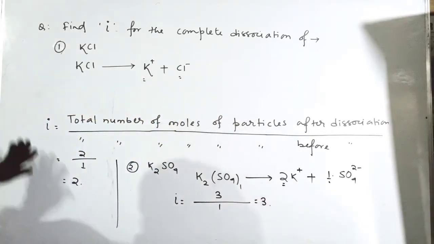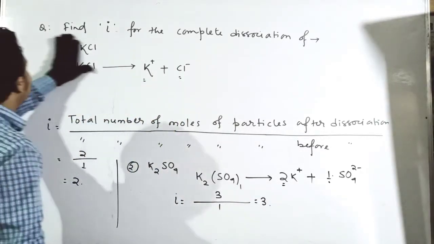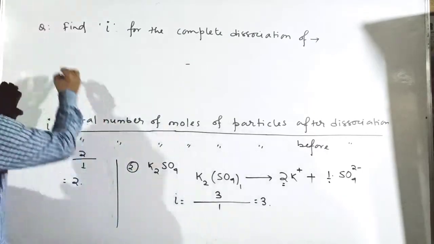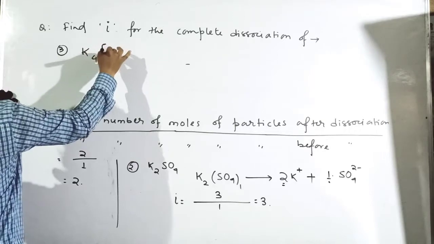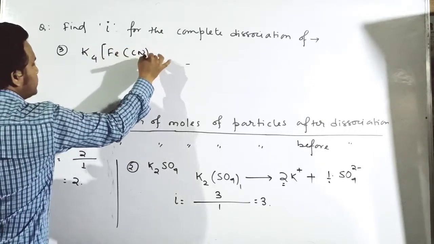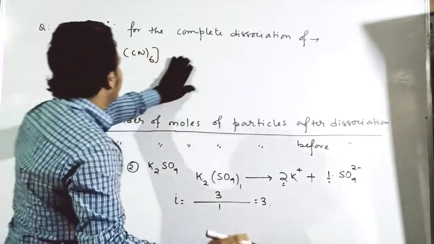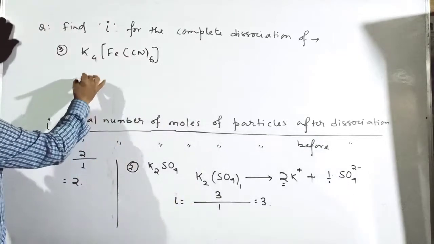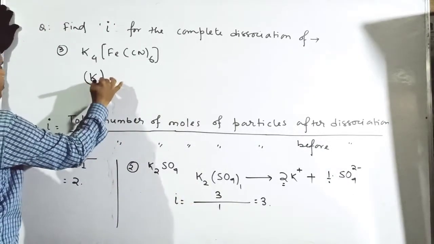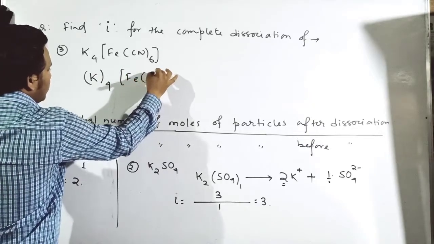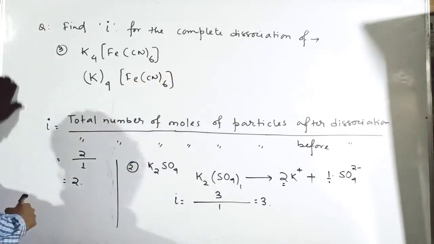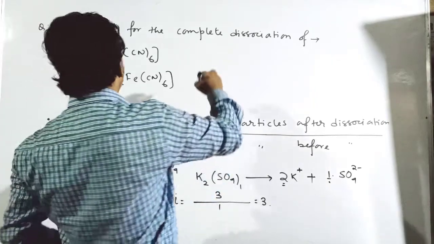Take another example, example number 3. Suppose K4Fe(CN)6. What is the value of i? Just break it. K how many times? 4 times. Then Fe(CN)6. So what is the rule of breaking?